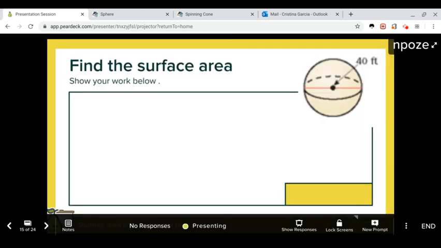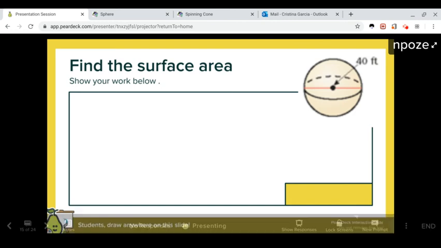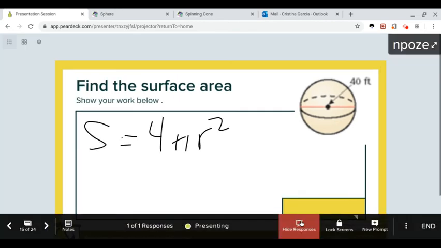So now we're going to go ahead and find the surface area of this one. So it's another one to just get you thinking, get you out of your comfort zone here. The problems aren't always going to look exactly the same way, but it's just another way to think about a problem. Okay, so I'm going to show their responses just so that we can see what this person is thinking about.